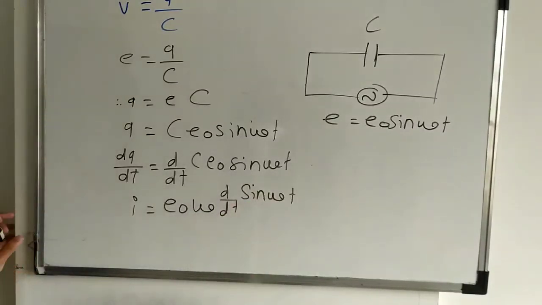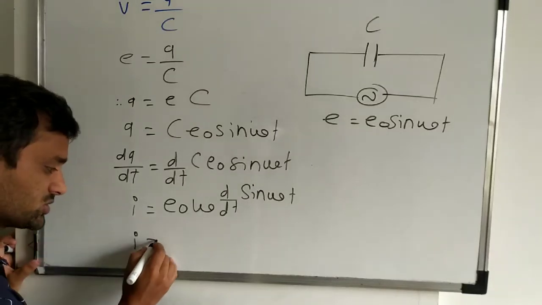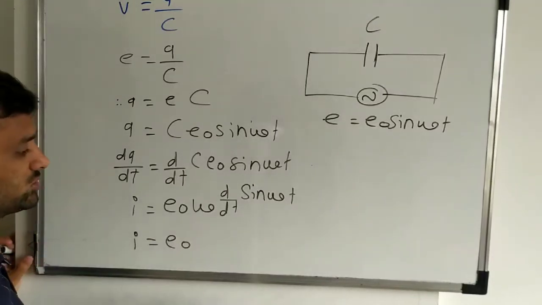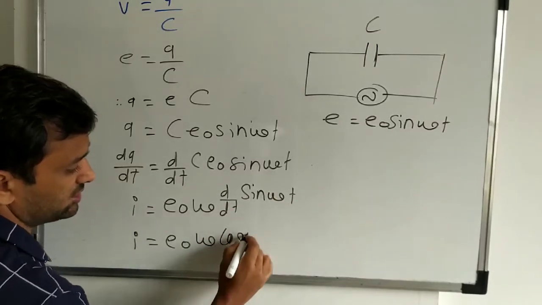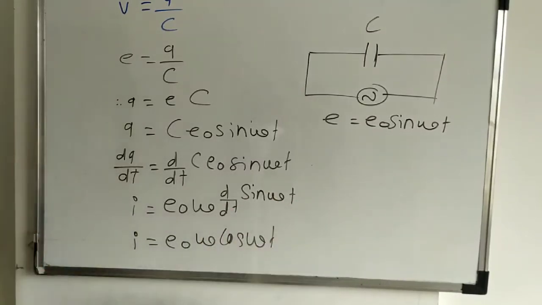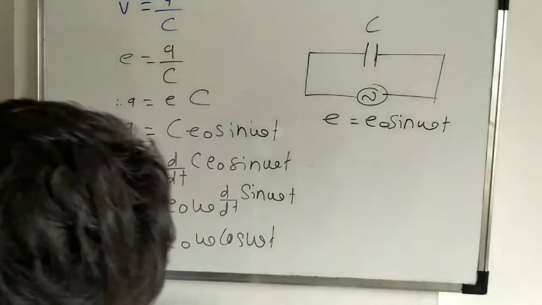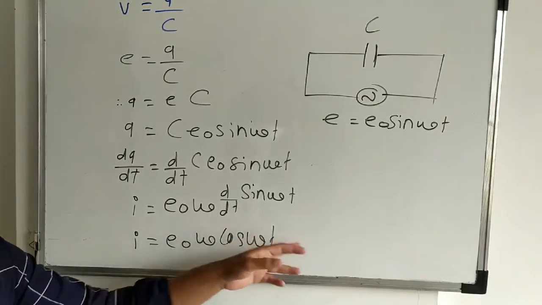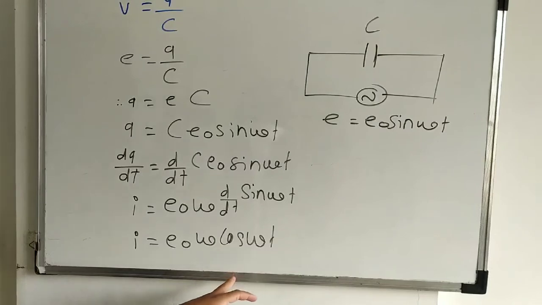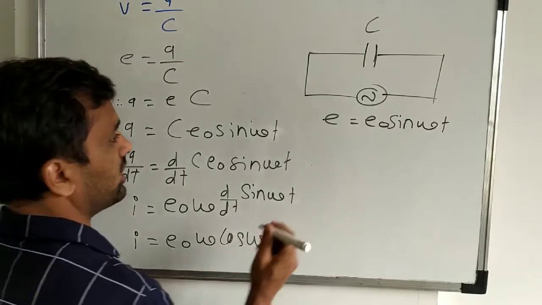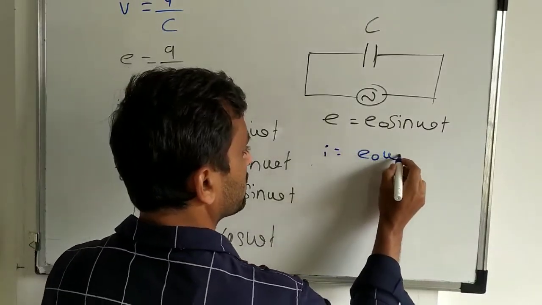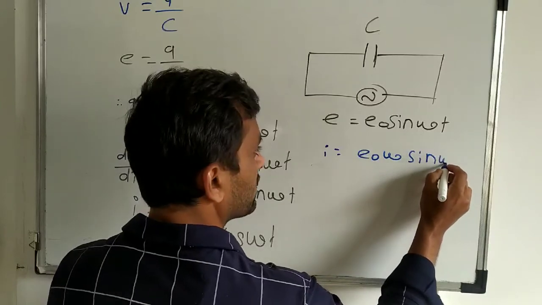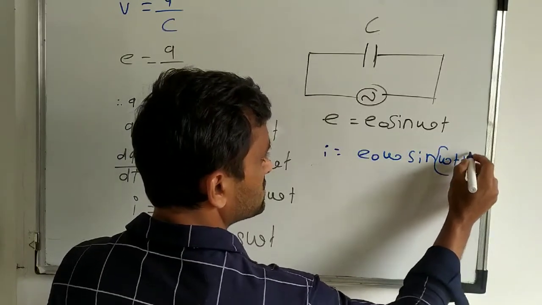Then we can write the next equation: I is equal to C E naught omega times the derivative of sin omega t, which is cos omega t. How can we write the same equation in terms of sine? We can also write it as I is equal to C E naught omega sin of omega t plus pi by 2.